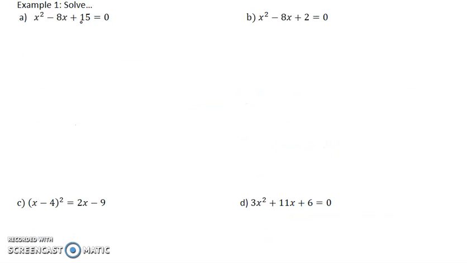So we may be asked a few different things. We may be asked to solve something that already is set up in that equals 0 form, or we may be asked an application question, which we'll come to a little bit later. Let's solve a number of different forms.